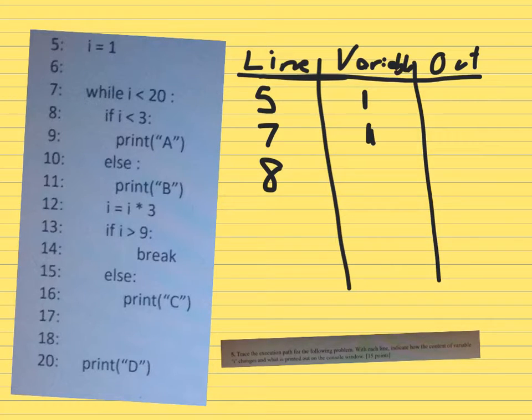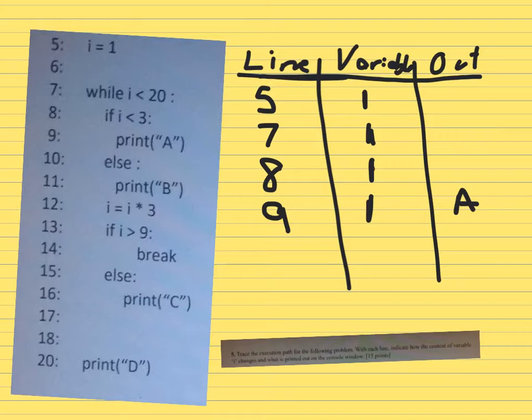And if I is less than 3, variable is still 1. Then we'll go down to number 9. Because I is less than 3, and that's true, we get to print A. But the variable is still 1. We will skip 10 and 11 because the condition was already true. So we'll skip 10 and 11, and we'll go down to 12.